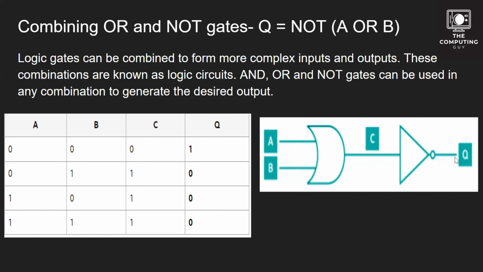And nice and easy, Q is only true when we don't have C. And there's only one instance of that. And that gives us 1 here. And then we've got 3 zeros. So that's an example of another combined logic gate.